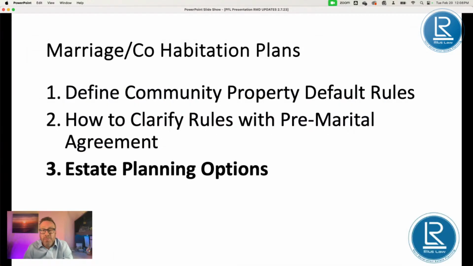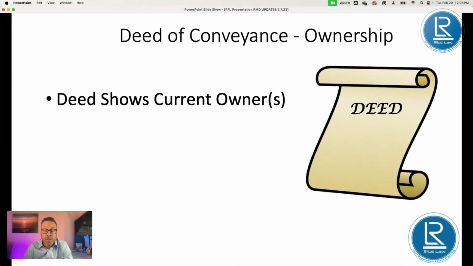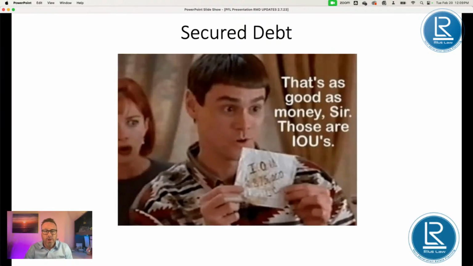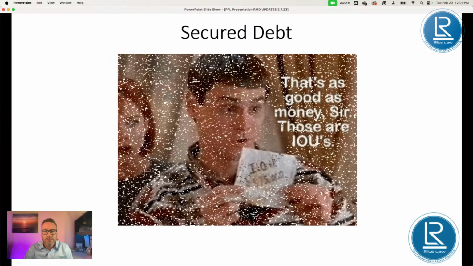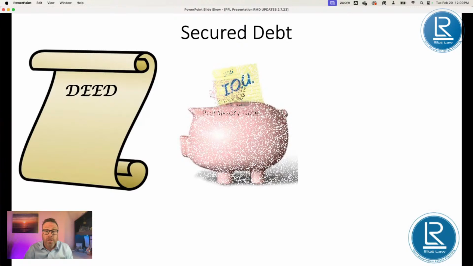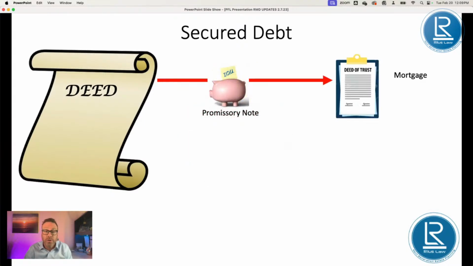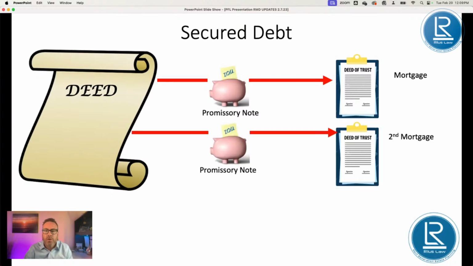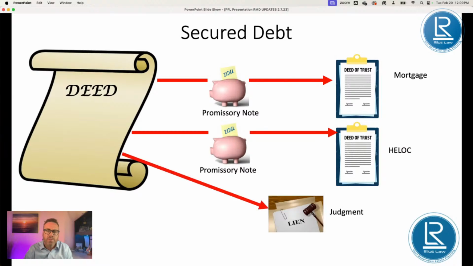Okay, so now let's look at some estate planning options. Before we do that, let's talk about a deed. Let's clarify: a deed is the ownership of real estate, the ownership of real property. And if you have a loan on it, then that's debt. The mortgage is secured against the property. So the deed shows the ownership, the mortgage shows who owes the money, and it gives a security interest. There could be several mortgages or even judgments or liens against the property.